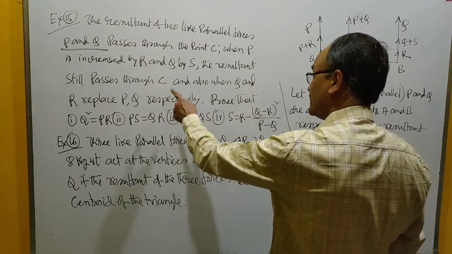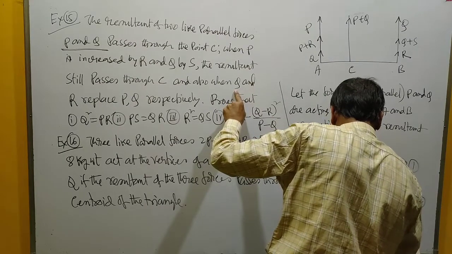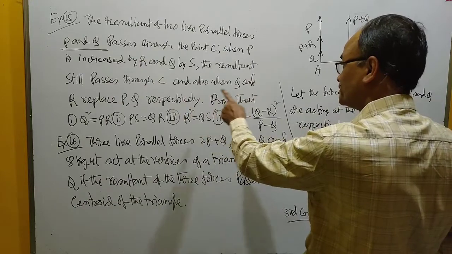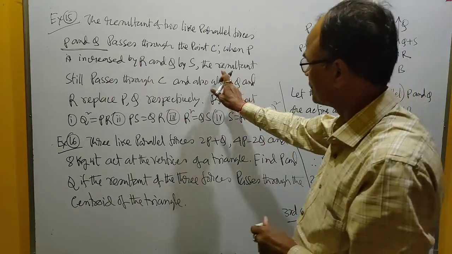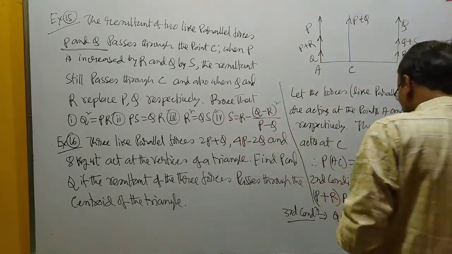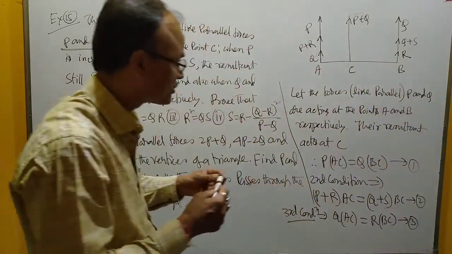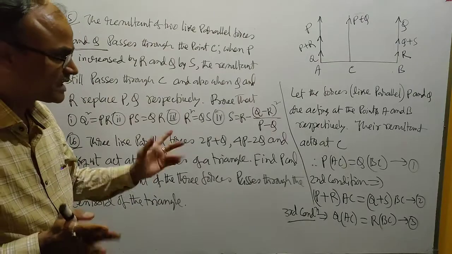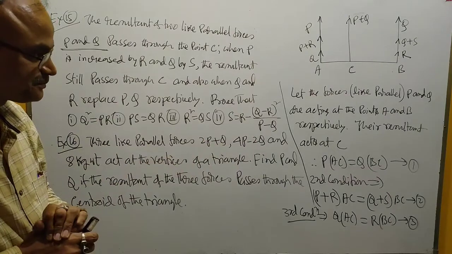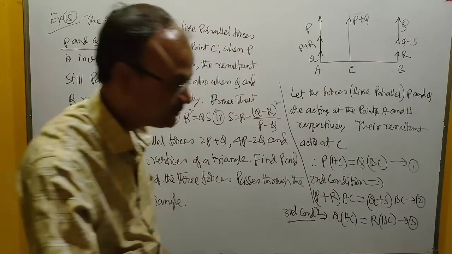The third condition means P is replaced by Q, and Q is replaced by R: Q into AC equals R into BC, and the resultant still passes through C. Suppose this is number 3. From the given conditions, we have got three results: 1, 2, and 3.